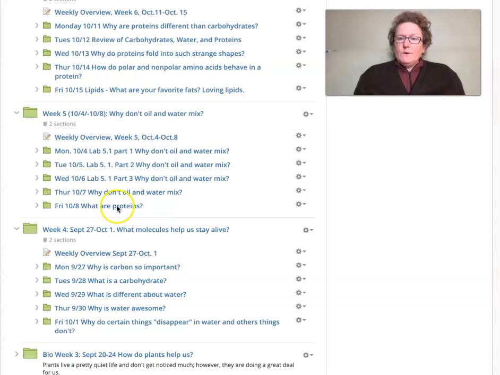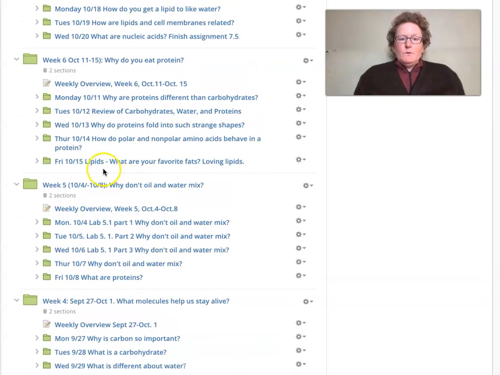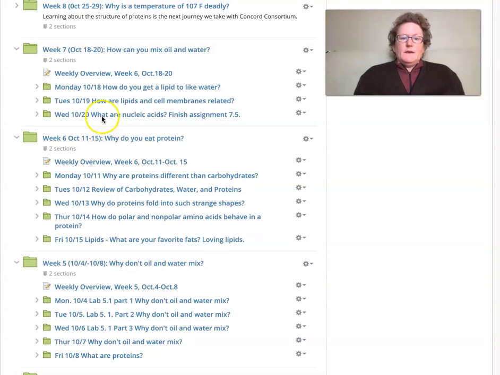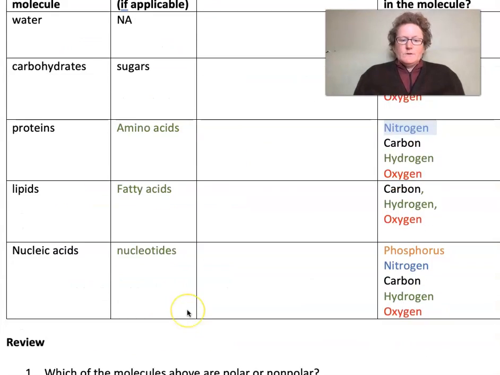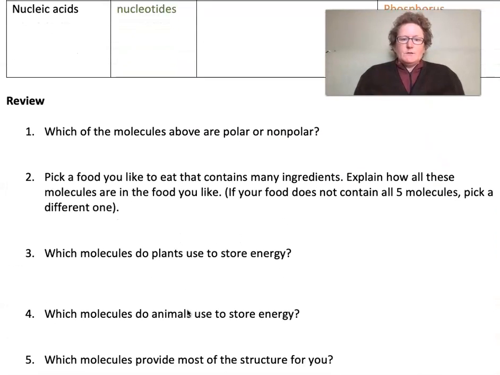Here, week 5, we have proteins. So the information you need to fill out the rest of the chart on proteins is in week 5 on Friday. If you want to review some information on lipids, that's Friday of week 6, and nucleic acids were week 7. So you've got lots of great information here in Schoology to help you fill out the rest of the chart. If we scroll down, you'll notice there are some questions here.